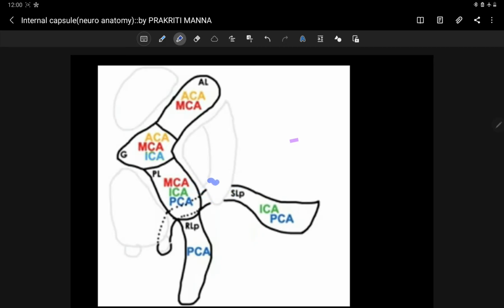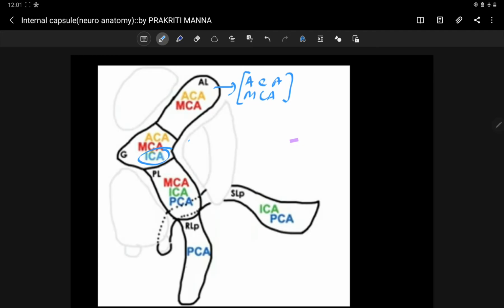Just add MCA. So for the anterior limb, it is the anterior cerebral artery and the middle cerebral artery. For the genu, anterior cerebral, middle cerebral, and the internal carotid artery direct branch. For the genu, just add these two and add only the internal carotid artery here.